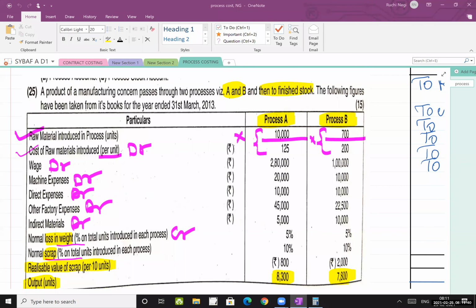So let us now continue with the same sum. Question number 25. Process A we have already done with. Let us move on to process B. This sum is obviously slightly different from the earlier question that we had done.